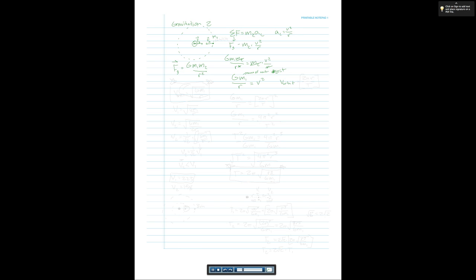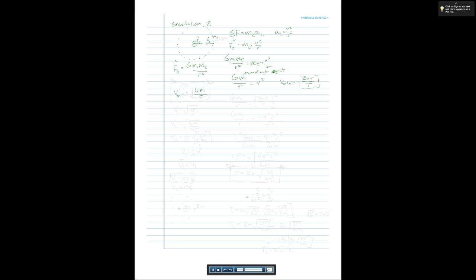Or we know that the velocity is 2 pi R over T. And so sometimes it's useful to solve for the period. And so real quick, I'm just going to solve this for velocity. So I get an equation for the orbital velocity as the square root of capital G times M1 over R, which is a useful equation.